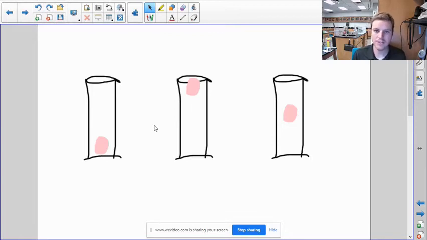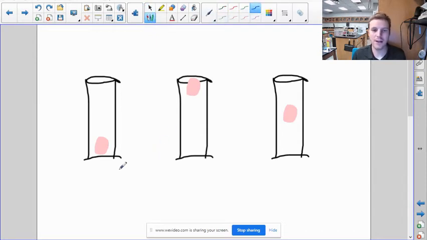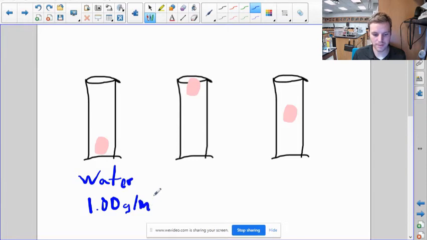Okay, so let's think about what we know for sure. In the first graduated cylinder, I don't know what's in that graduated cylinder, but I do know that the golf ball is more dense than whatever liquid is in that graduated cylinder. And in this first one, we actually had water, okay, and that density is 1.00. So we know that the golf ball has a density that's more than 1.00 grams per milliliter.